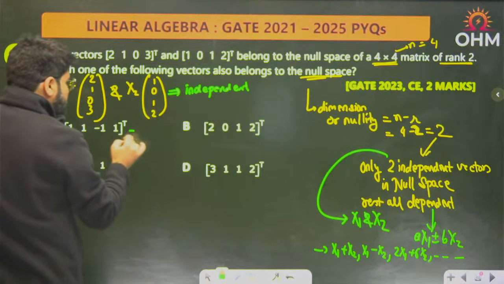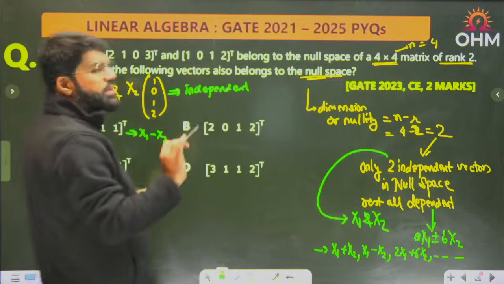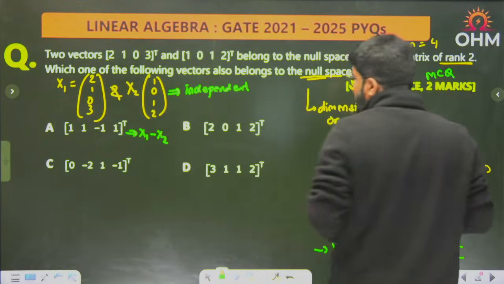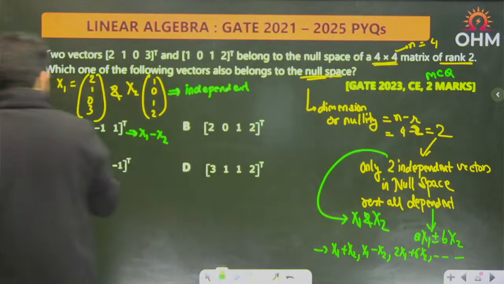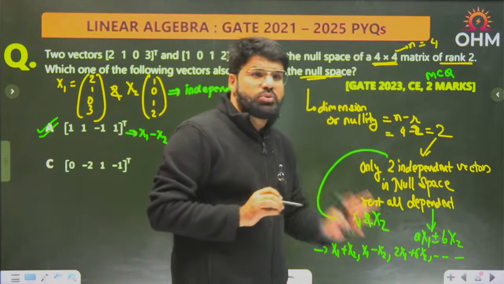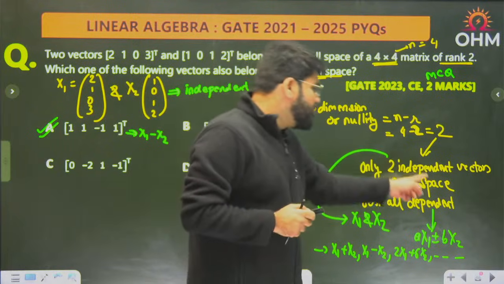Yes, so the option given is nothing but x1 minus x2, and this is an MCQ question only, not MSQ. So only one option you scan, enough. This one option, x1 minus x2, is the correct answer, because any other vector has to be dependent on x1, x2. There cannot be a third independent vector.